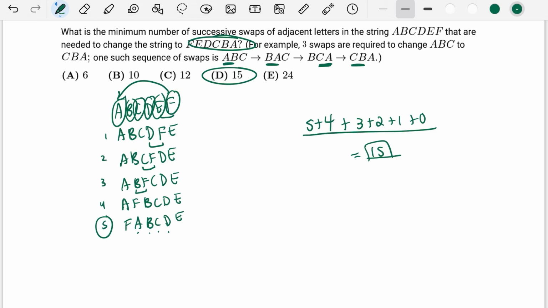And we can try the exact same method on A, B, and C. To get C to this spot here, it's going to take 2 swaps. Then to get B in the right spot, it's going to take 1 swap. And for A, it's going to take 0 swaps. And we get an answer of 3 using the method we used to get 15. And we know the right answer for a string of length 3 is 3. So we can see that our method works for a smaller example. So it would make sense that our method would work for a bigger example like a string of length 6.